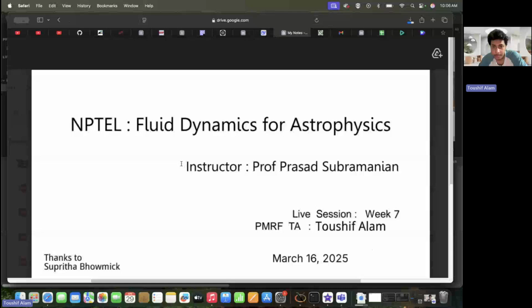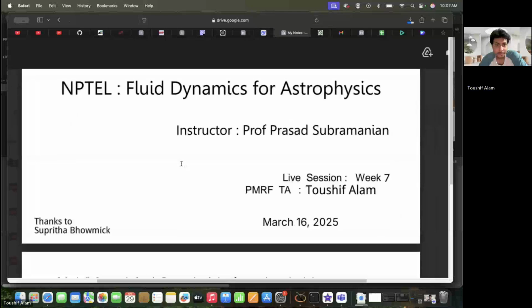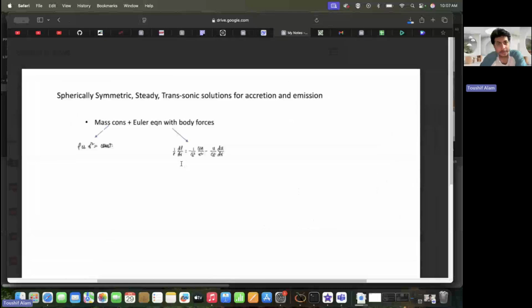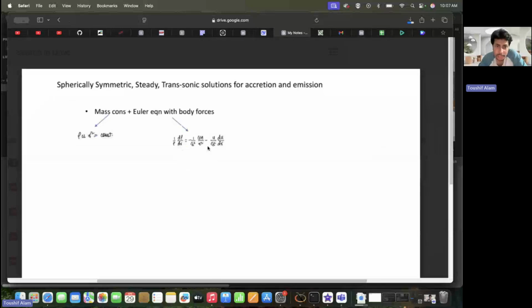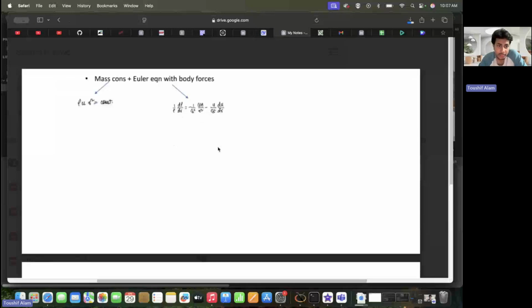Fluid dynamics for astrophysics: in spherical symmetry, we study the transonic solution for accretion and emission. Mass conservation is rho u r squared. We have already seen that. The Euler equation with body forces is (1/rho) d rho/dr = -(1/c squared) GM/r squared - (u/c squared) du/dr.